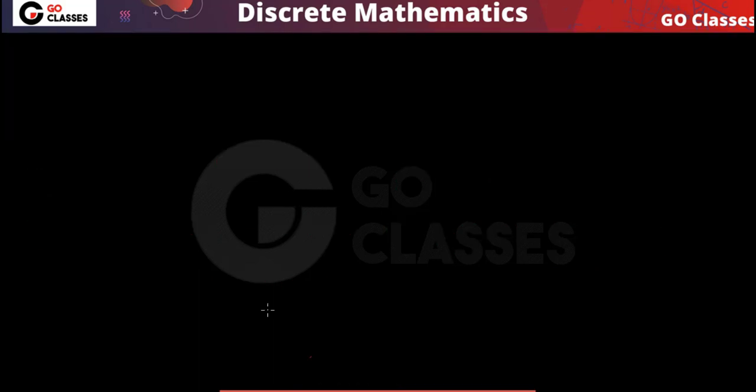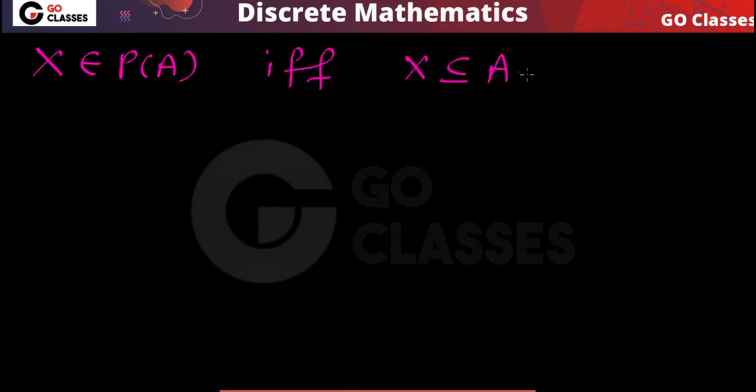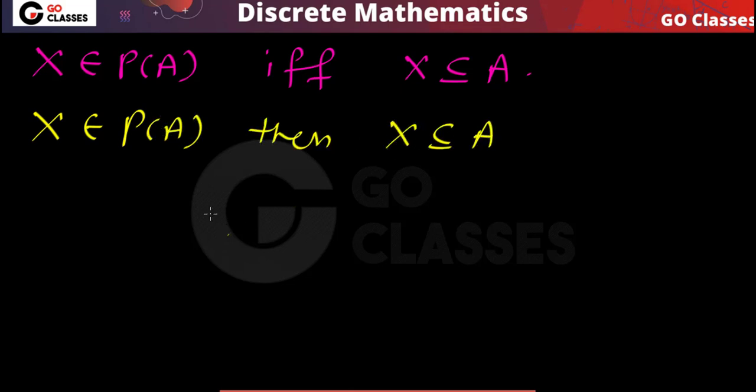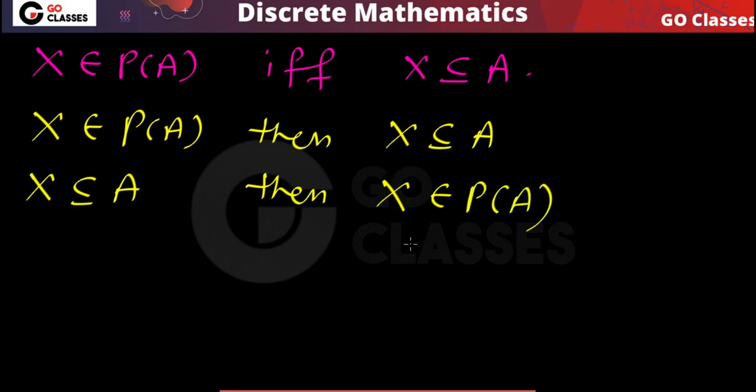But let's see the concepts that you need to know. So remember, these are the concepts we need to know. First of all, if X belongs to power set of A, then I can say if and only if X is a subset of A, correct? Because in the power set of A we have subsets of A. So if any element X belongs to power set of A, then X is a subset of A. And if X is a subset of A, then X belongs to power set of A. This is the definition of power set of A.